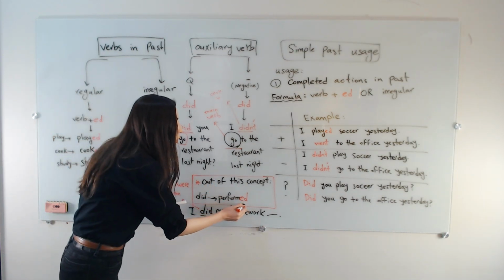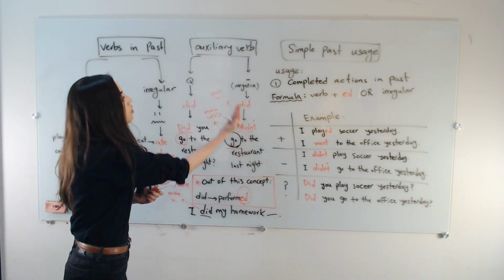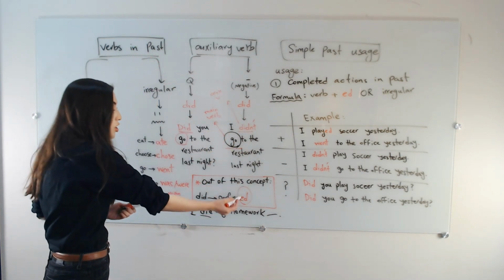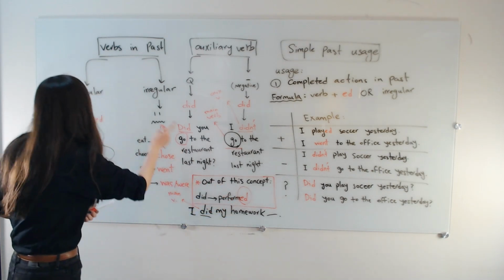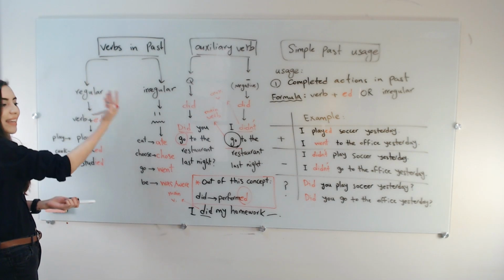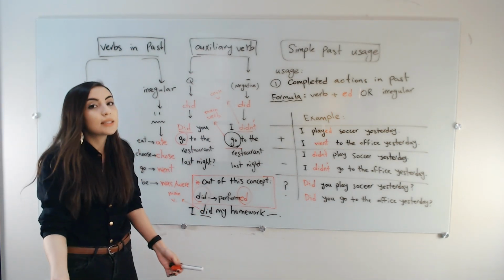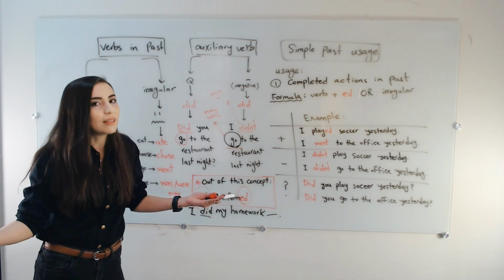What is this ed for? Can you tell me? Perfect, because it shows that it's happened in the past. So performed, perform is a regular verb. We add ed, it's a good boy. We add ed to the end to show that it happened in the past. But did is a bad boy, irregular verb.